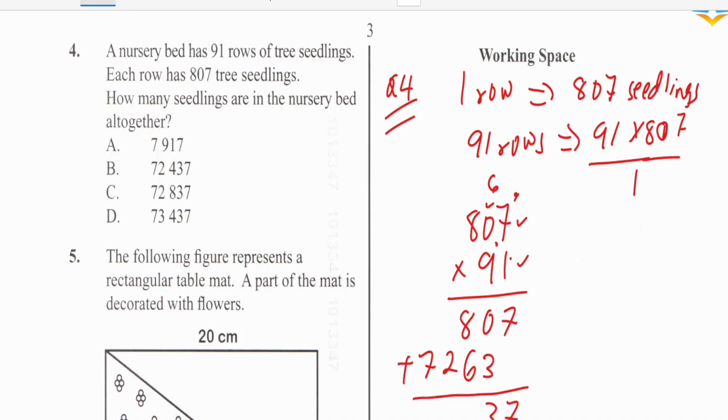0 plus 3 is 0. 8 plus 6 is 14. Carry 1. 2 plus 1 is 3. The final answer is therefore 73,437. Now tell me where I went wrong in the comment section.